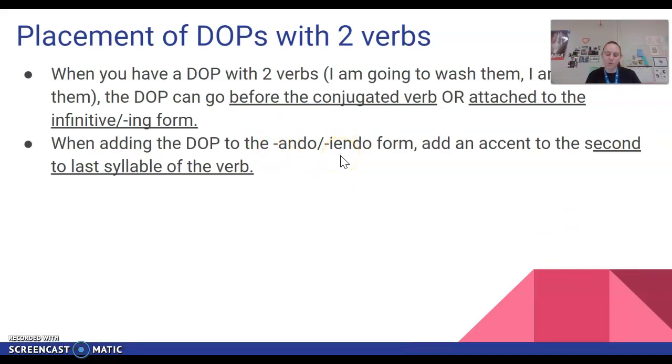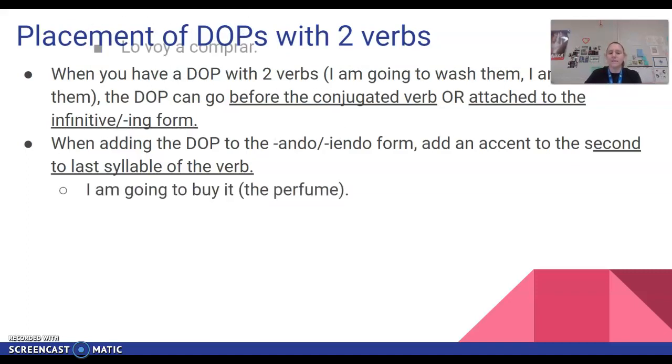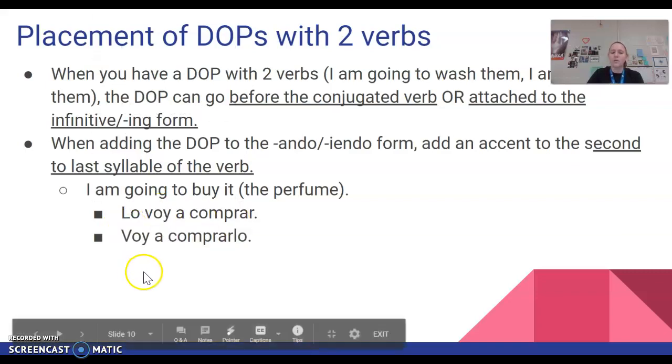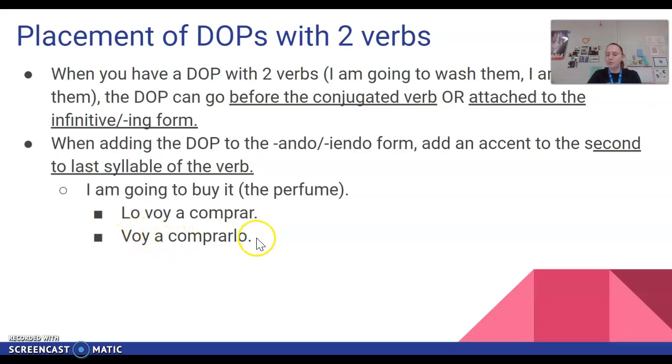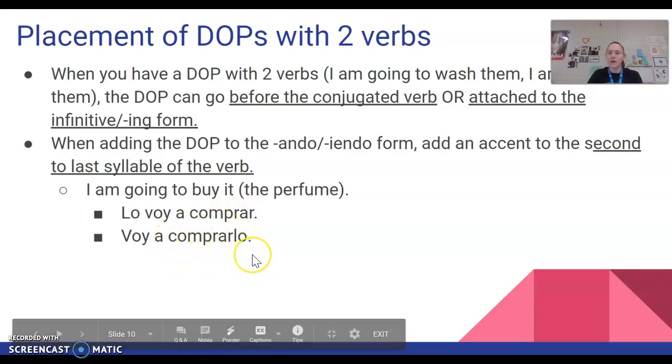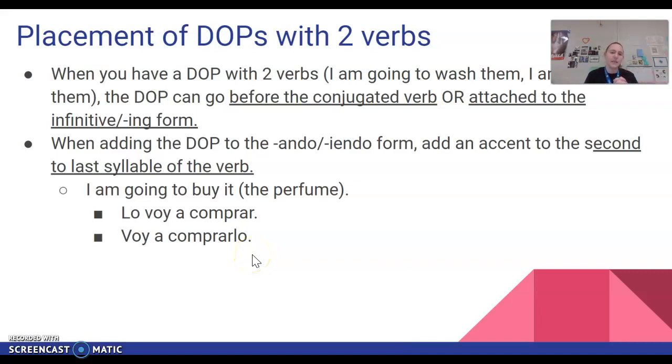If it confuses you about when you can put it before the verb versus when you can put it after the verb, it is always correct to put it directly before the conjugated verb. That is never wrong. Okay, I'm going to buy it. Lo voy a comprar. I am going to buy it. Or voy a comprarlo. I'm going to buy it. A lot of people tend to like this form better because it's worded in the same order as it is in English. But you can only do that when you have an infinitive or the ando or yendo form.